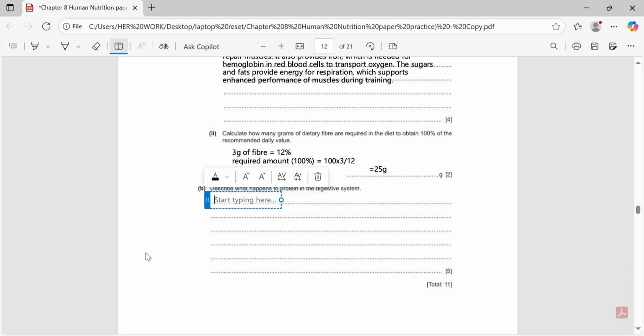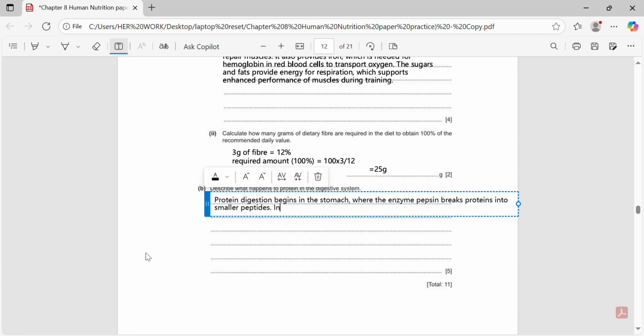And the answer for this is, protein digestion begins in the stomach, where the enzyme pepsin breaks proteins into smaller peptides. In the duodenum and small intestine, trypsin continues the digestion, breaking peptides into amino acids. These amino acids are then absorbed through the small intestine walls into the blood to be used by the body.